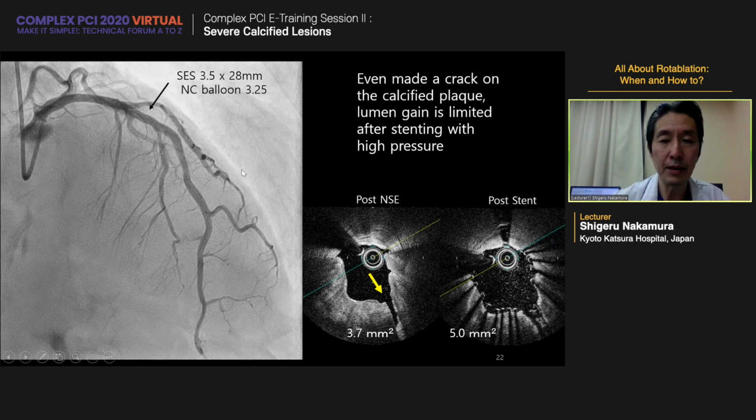So we did a scoring balloon and stent, and then a final NSC balloon. So we made a crack using the NSC, but even though we made a crack in the calcified plaque, lumen gain is limited after stenting with high pressure inflation. This is 3.7 to 5. Angiographically it looks fine, but the lumen was only 5.